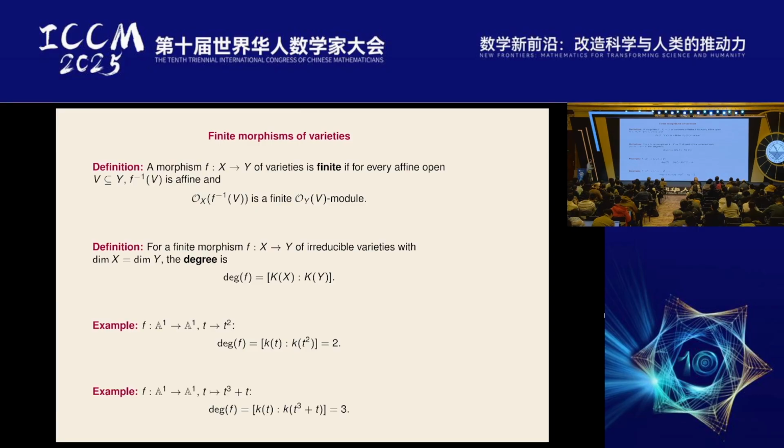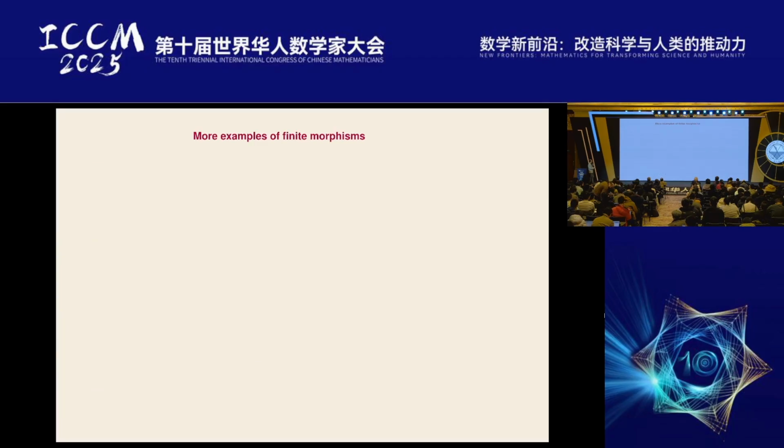A similar example is given by a polynomial of degree 3, and you can guess immediately what the degree should be. It should be 3, because the polynomial has degree 3. The inverse image of elements will have 3 distinct points, and therefore the degree is 3. Okay, so let's give a couple more examples for the students.